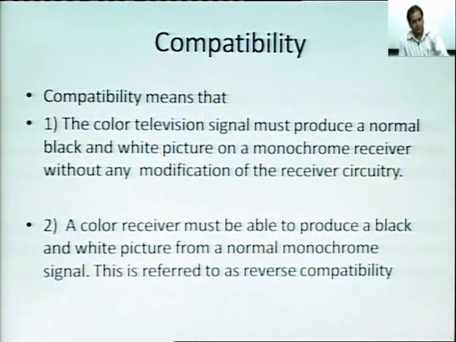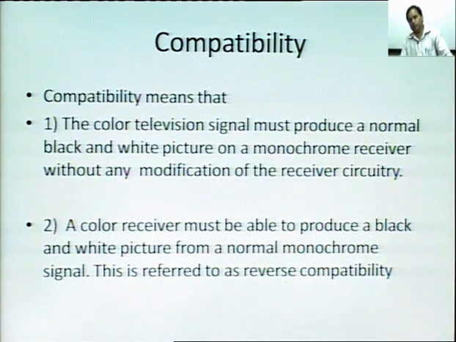Compatibility. Now we will discuss the color picture tube, but before that I need to touch on compatibility. What does compatibility mean? One, the color television signal must produce a normal black and white picture on a monochrome receiver without any modification of the receiver circuitry. That is, the color television should be able to display the monochrome or black and white information. Second, the color receiver must be able to produce a black and white picture from a normal monochrome signal. This is referred to as reverse compatibility, as it is required that color TV should be able to display the black and white information.